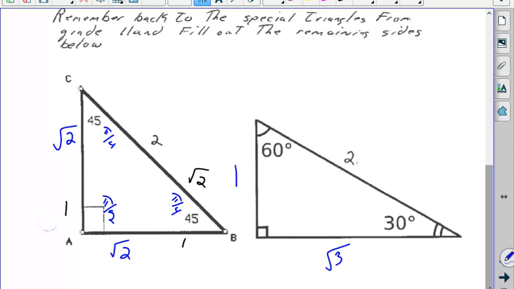The cosine of 30 degrees is square root 3 over 2. The sine of 60 degrees is square root 3 over 2. Now, the other thing you have to do with this triangle is write our radian angles in there. 30 degrees is equivalent to pi over 6 radians, and 60 degrees is pi over 3 radians.